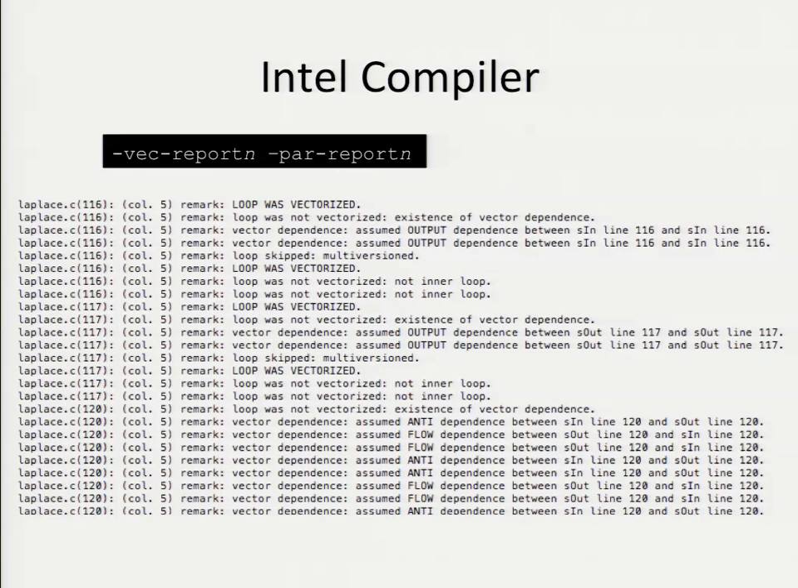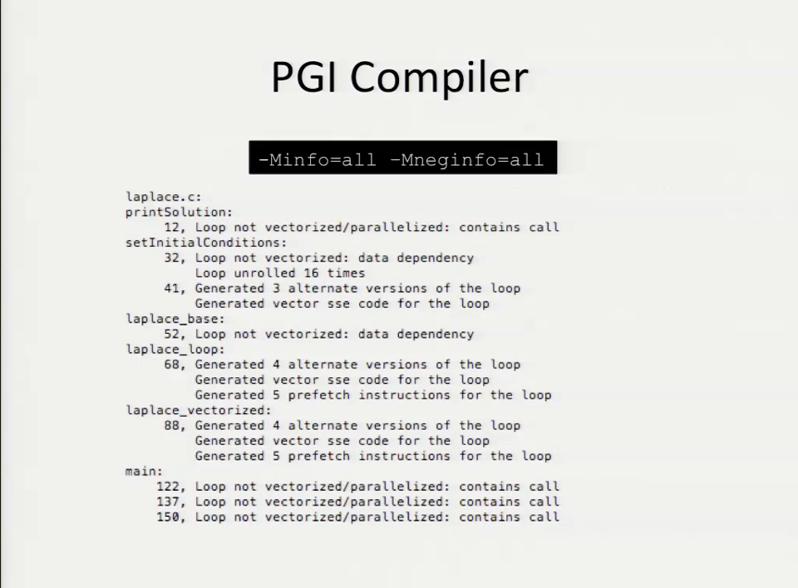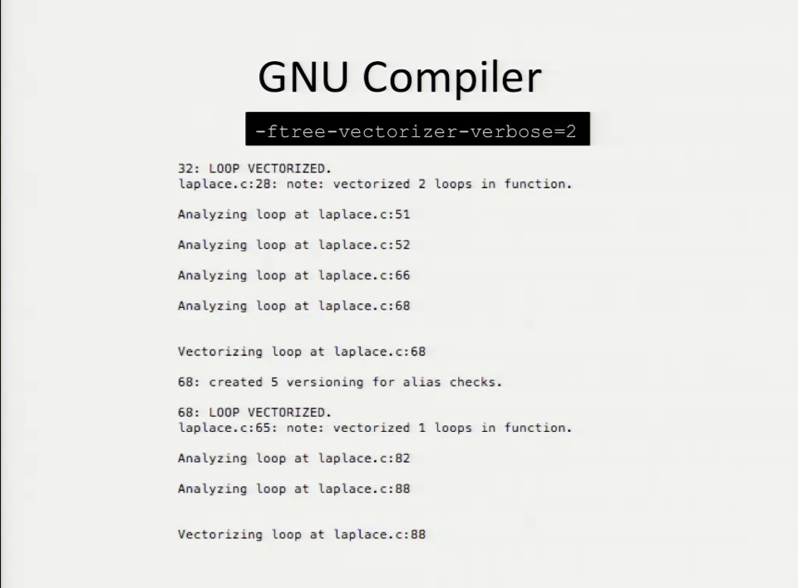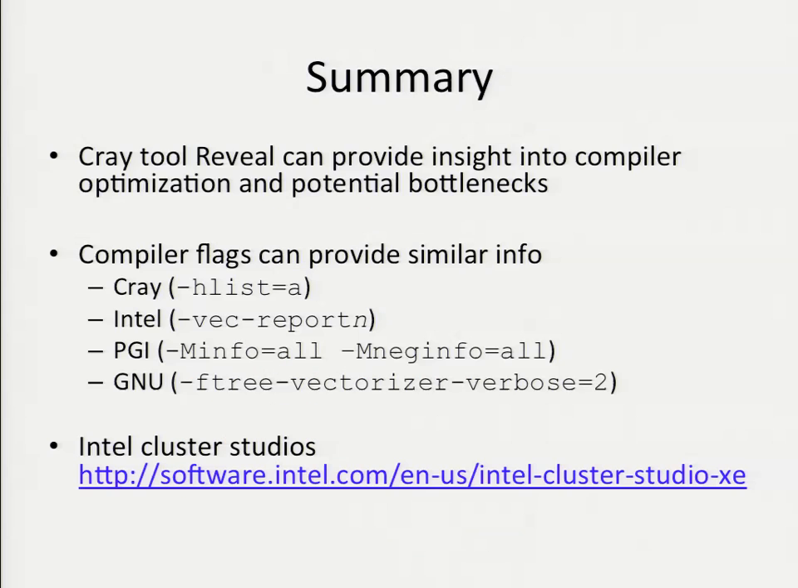Cray, Intel, you already did it. PGI, you can do something similar. And of course, you can change the verbosity of what the compiler tells you. GNU, again, the same thing, you saw that.